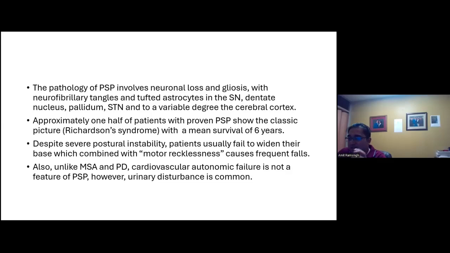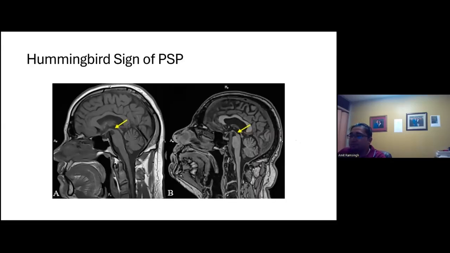And despite having severe postural instability, patients usually fail to widen their base, which is termed motor recklessness, and they often present with a lot of falls, in contrast to Parkinson's disease, where falls are really more of a late feature. So also, unlike MSA and Parkinson's disease, cardiovascular autonomic failure is not really a core feature. However, you may see urinary disturbance.